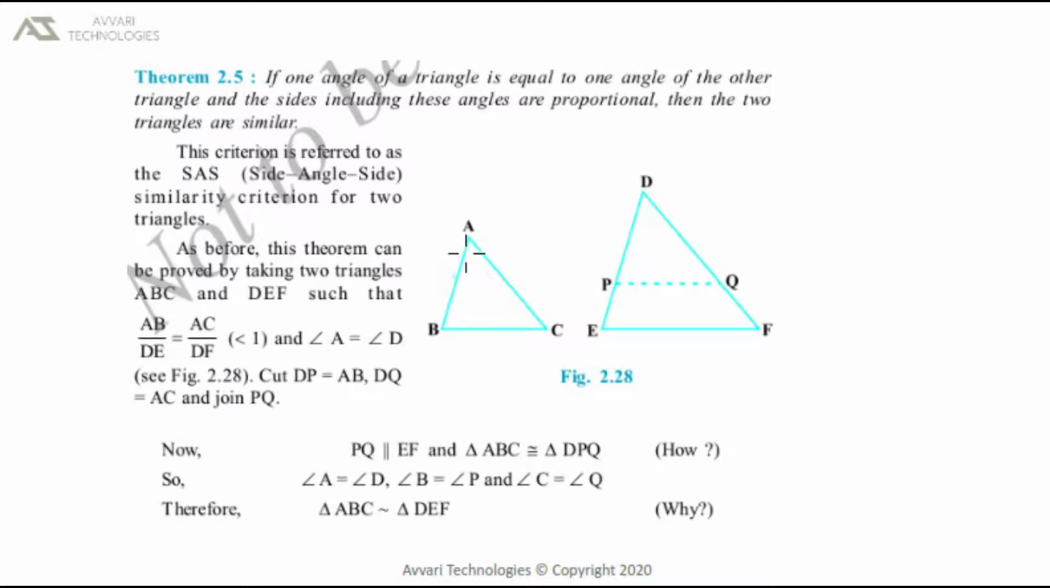So angle A is equal to angle D, angle B is equal to angle P, angle C is equal to angle Q. Since the angles of these two triangles are equal, we can say that these two triangles are similar.